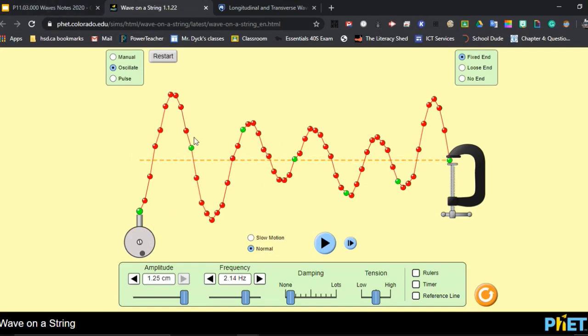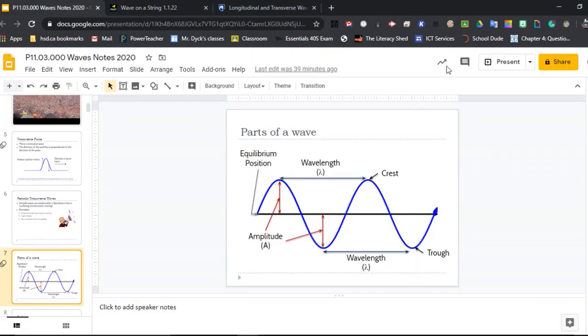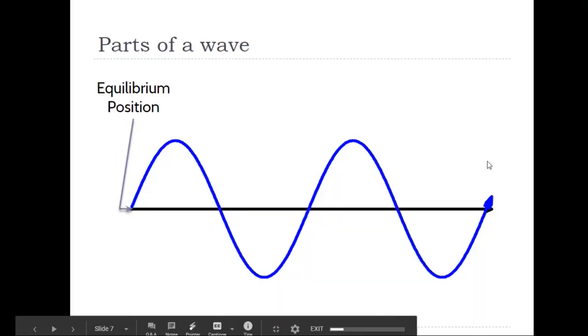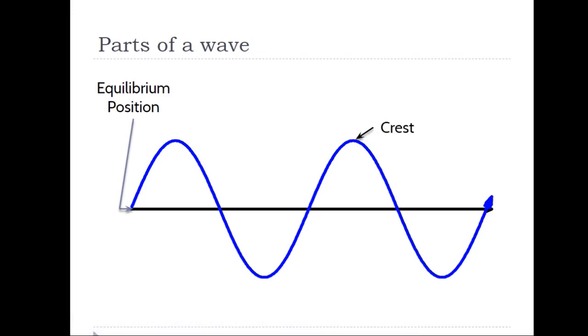So this here, again, is the periodic transverse wave. So again, it's continuously moving. So the parts of the wave, we have the equilibrium position, kind of like at point zero, and you're very familiar with this when you're drawing graphs. There is the top of the wave, which is called the crest, and then the bottom is called the trough.